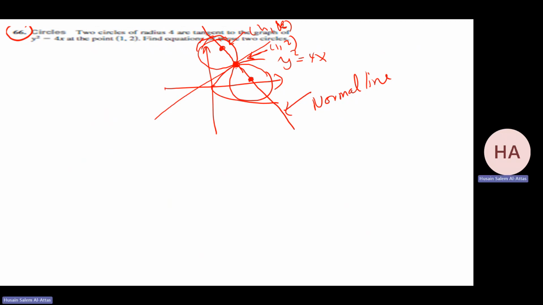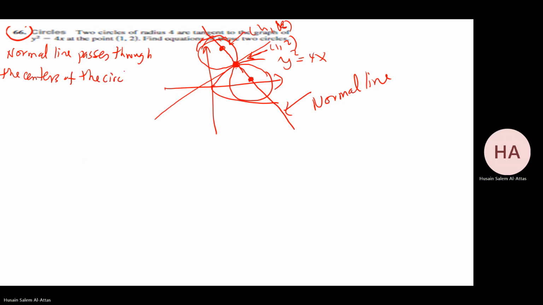So what I will do, I know that the normal line passes through the centers of the circles. Okay. This is very clear.